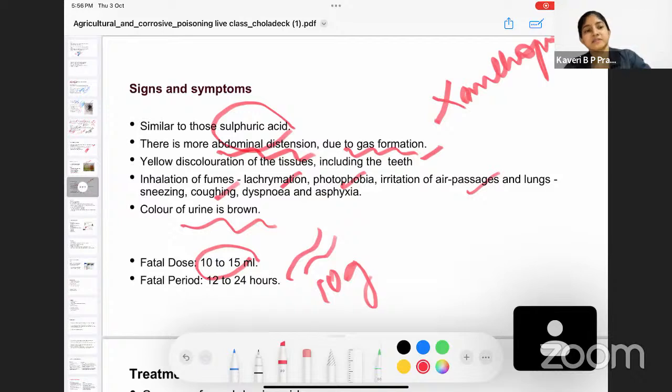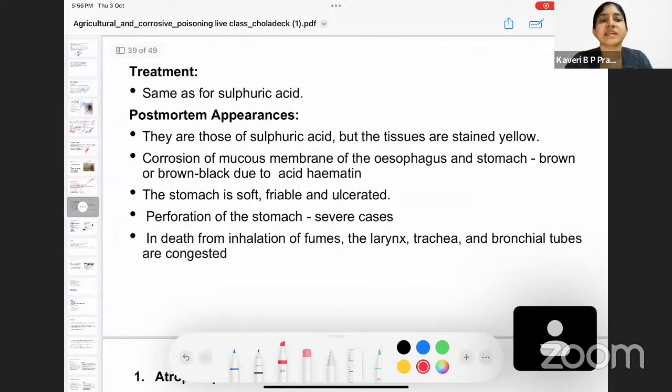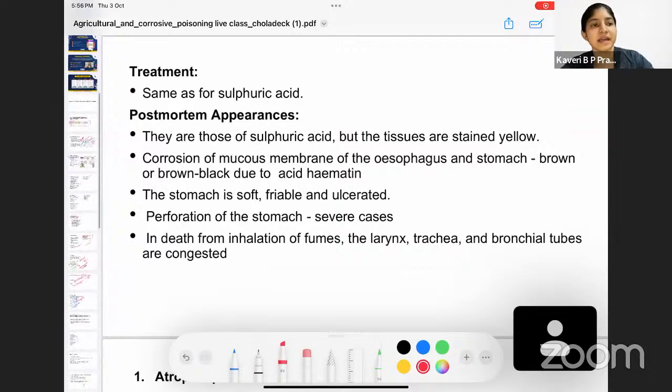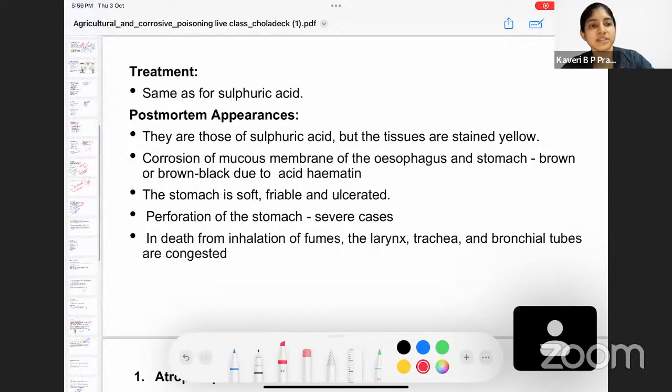You can write this. Treatment, same as that of sulfuric acid. You have to give a stomach wash. You have to use activated charcoal. You have to look into it that the fluid status in the body is right. So these are the basic things that you will do. And obviously the symptomatic treatment. Postmortem appearance, these are again here also the same things. Whatever I had explained for this organic acid poisoning, you are going to mention the same thing.